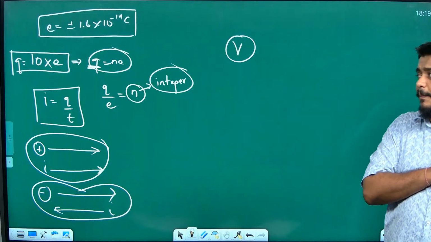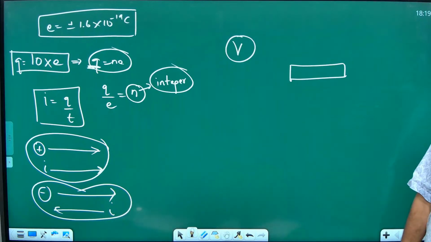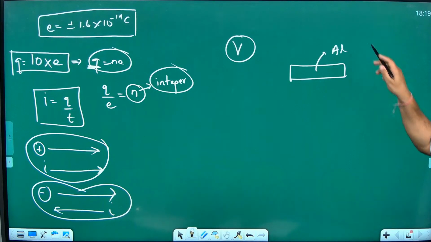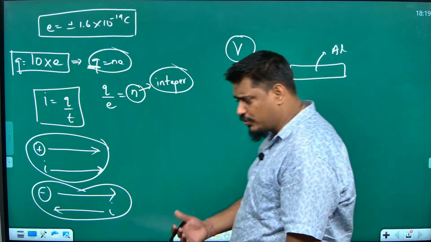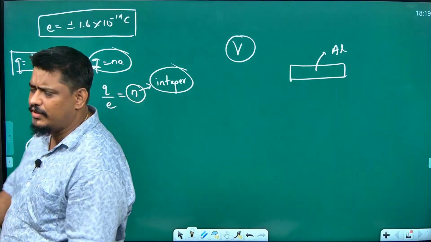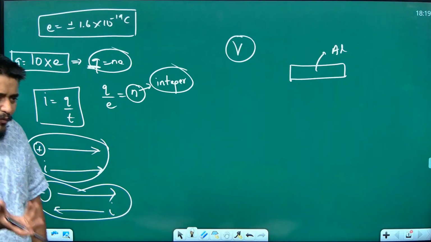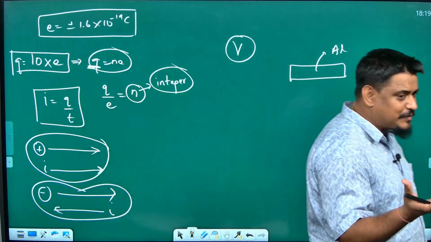So, I gave you an example: if you take a metallic plate, suppose I am taking an aluminum plate. If I ask you whether an aluminum plate has free charged particles, the answer is yes. Aluminum is a conductor, it is a metal, and by now you should know that metals or conductors have free electrons in them. That is the meaning of metal itself. They can conduct electricity. Why? Because they have free charged particles.